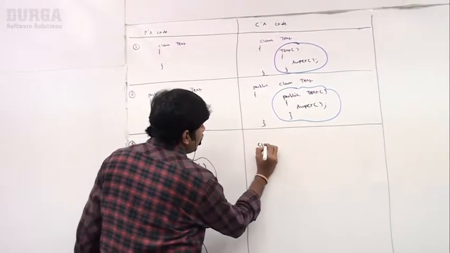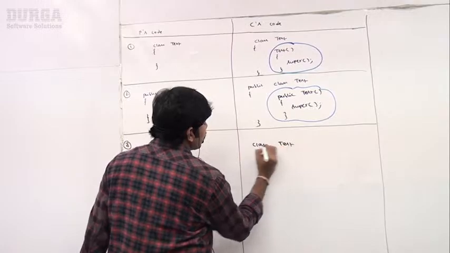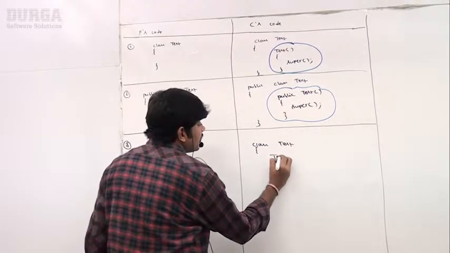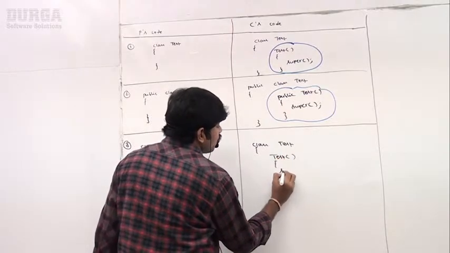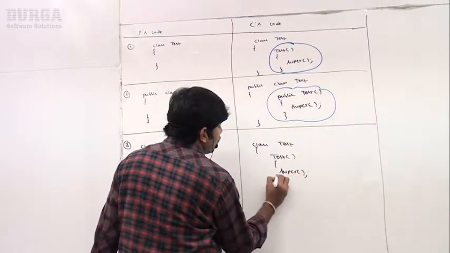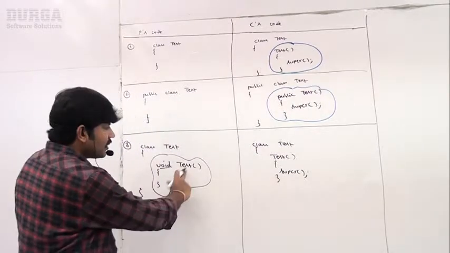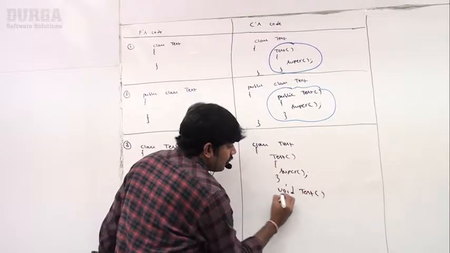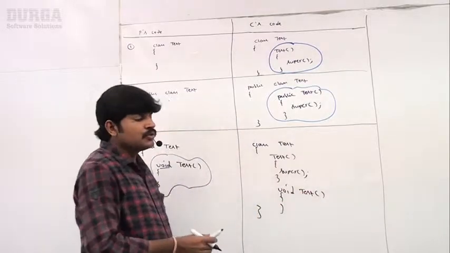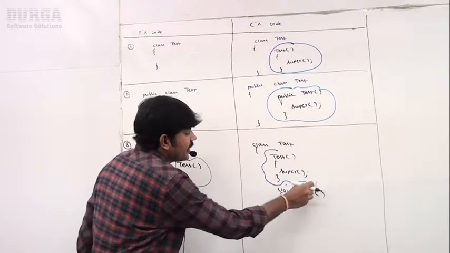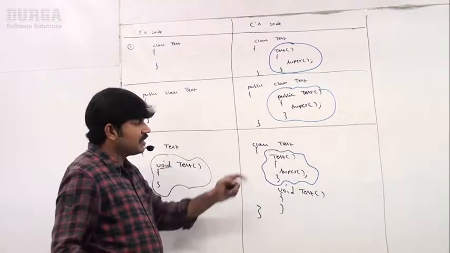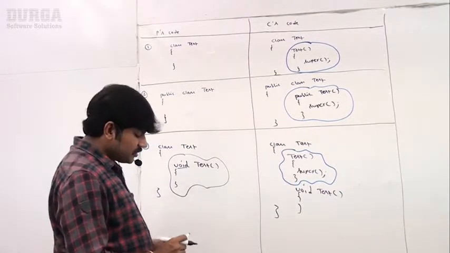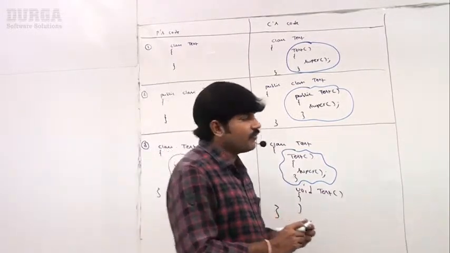Now class test, the compiler will generate a default constructor. Here test, super, like this. The next method will be there as it is, void test, like this, right? So which code is generated by the compiler? This is the extra code generated by the compiler. Are you getting it right? Okay, sir, now I want to discuss some more cases.